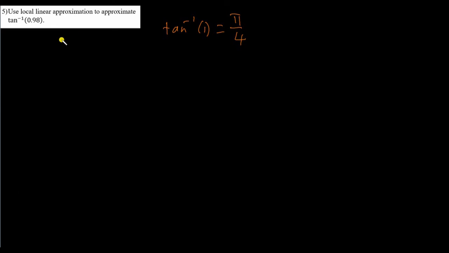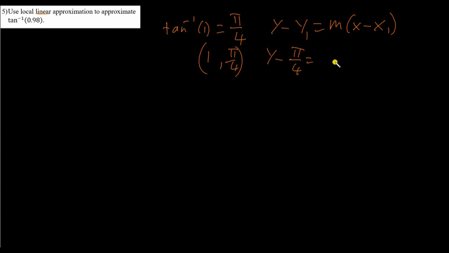And remember, we want to write a linear equation. Using point slope form, the formula for a linear equation is y minus y1 is equal to m times x minus x1, right? And so this gives us a point that we can use for the inverse tangent function. The point is 1 comma pi over 4. So I can plug this into my point slope form. I get y minus pi over 4 is equal to m times x minus 1.